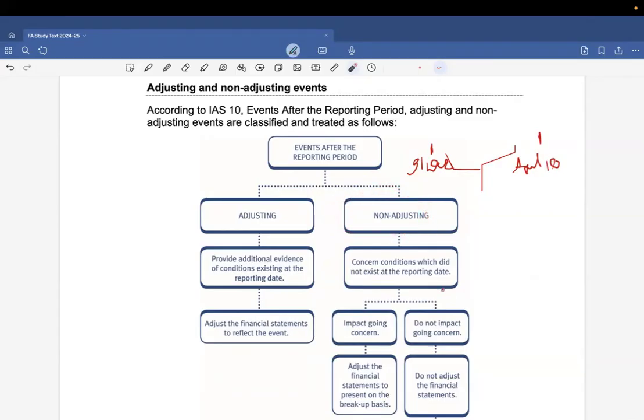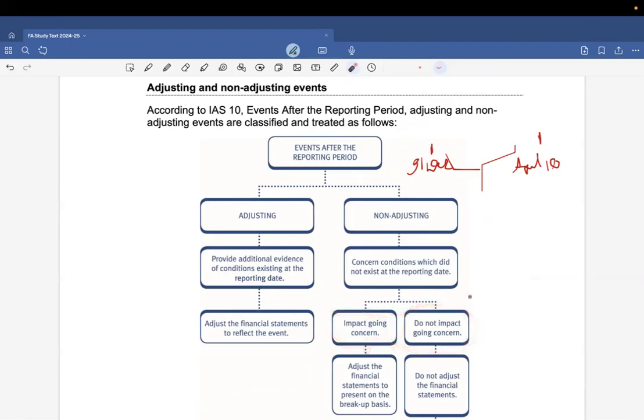So that comes in two forms. Whether or not this particular event actually concerns your business's going concern. That means if it makes your business stop, that is the going concern issue. So we need to clearly understand whether it is going to affect the going concern concept or not.